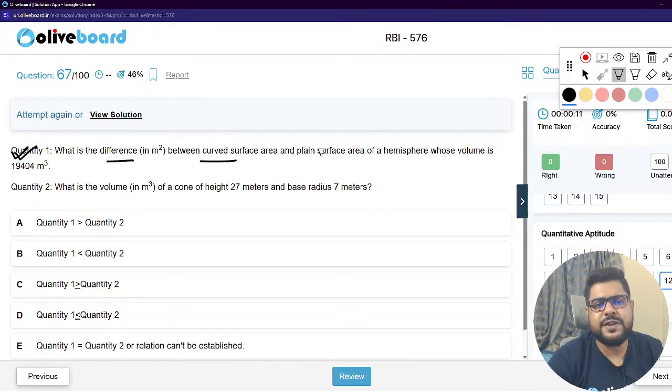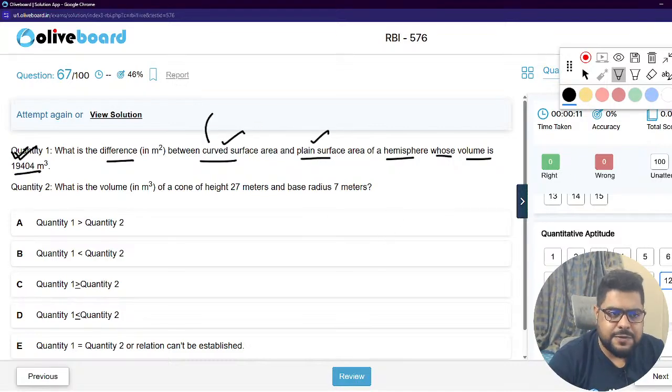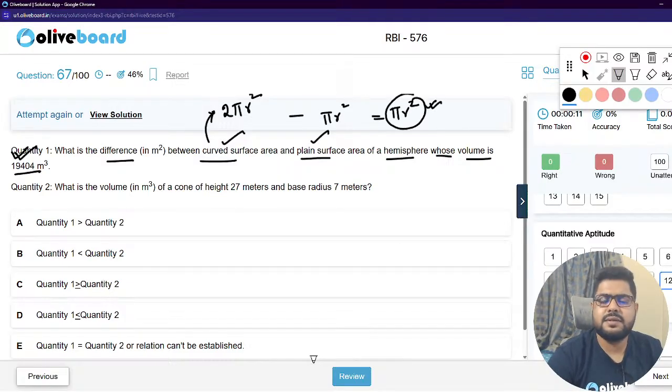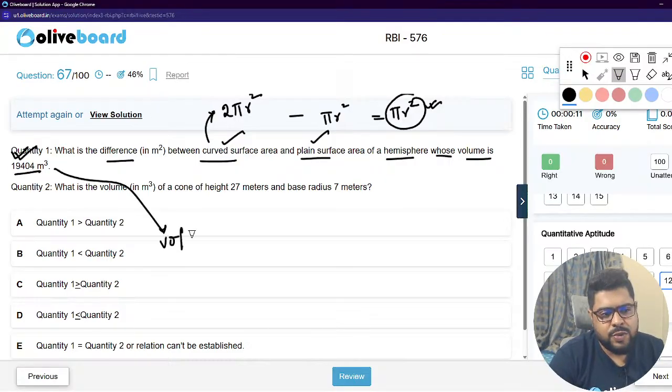Difference between the curved surface area and the plane surface area of a hemisphere whose volume is this. Sir, curved surface area is 2 pi r square. Plane surface area is the plane surface, that is pi r square. Difference is this. Volume is given as 2/3 into pi into r cube.